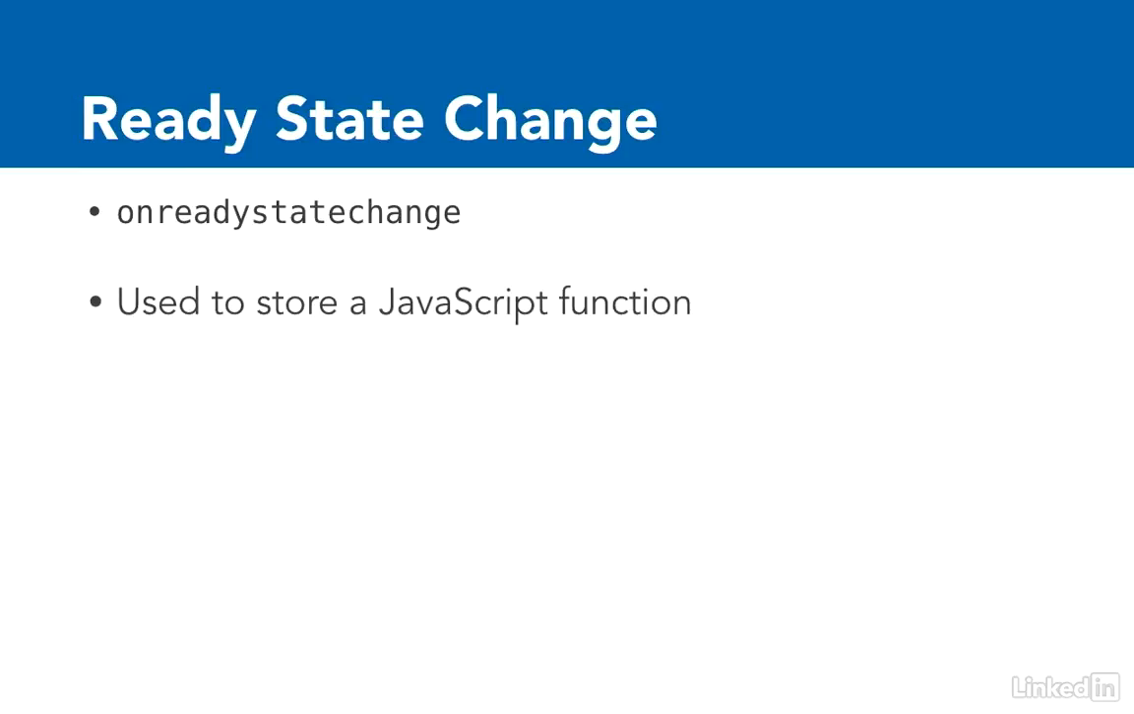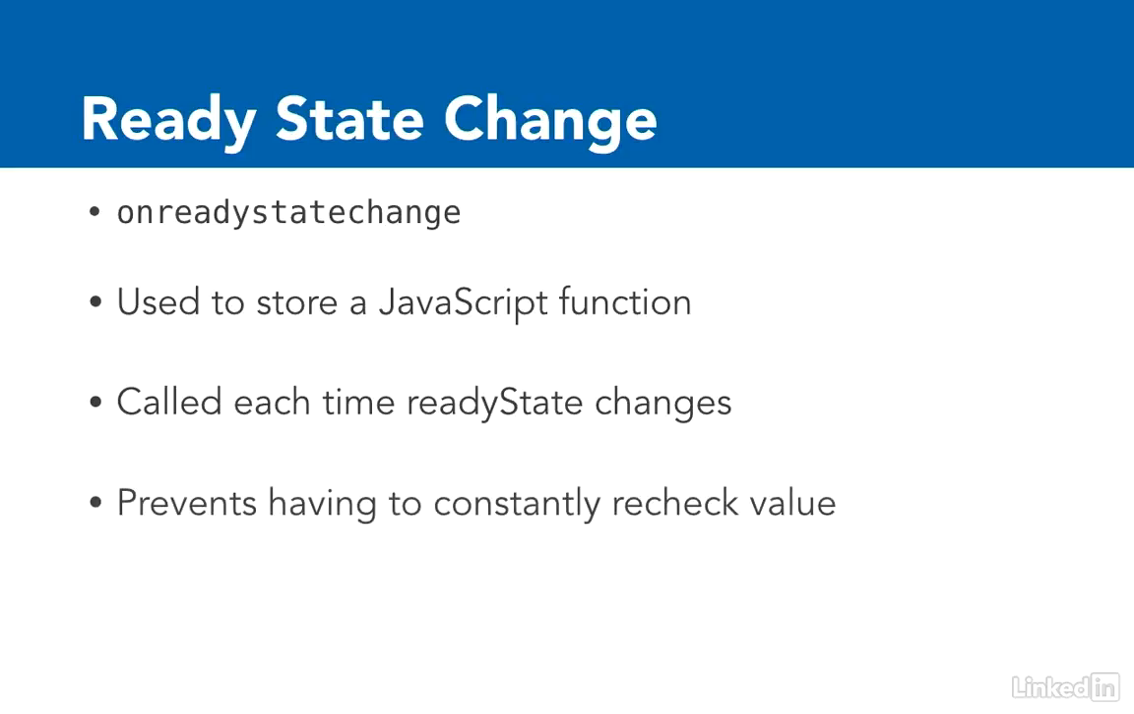And that's by using a feature that allows us to detect whenever the ready state changes. The XML HTTP object has another property called onreadystatechange, all run together, all lowercase, and it's used to store a JavaScript function. And that function, whatever we define as onreadystatechange, is going to be called each and every time that ready state changes. It doesn't matter what it changes to. It's not like it just waits till we get to ready state of 4. Every time it changes, it's going to run our function again.